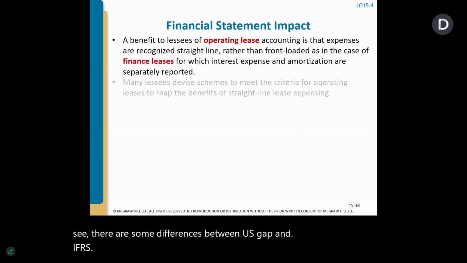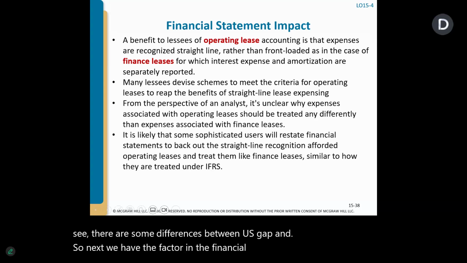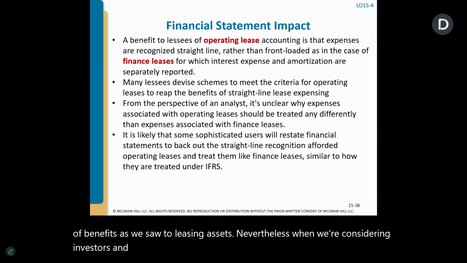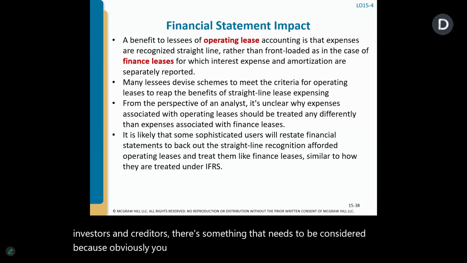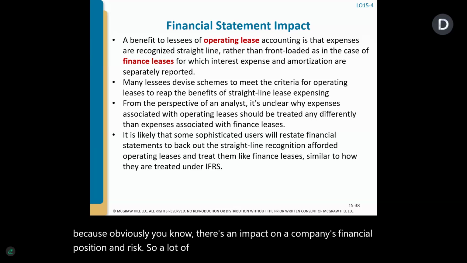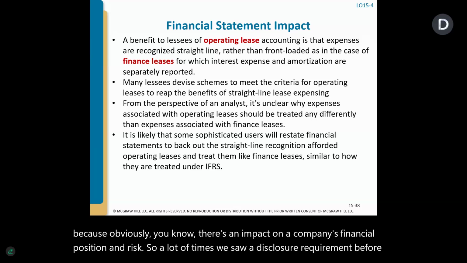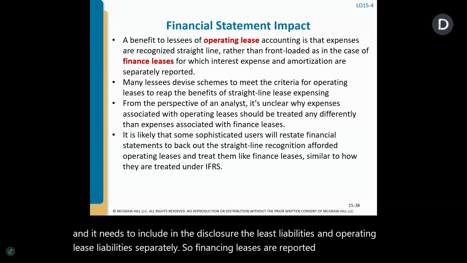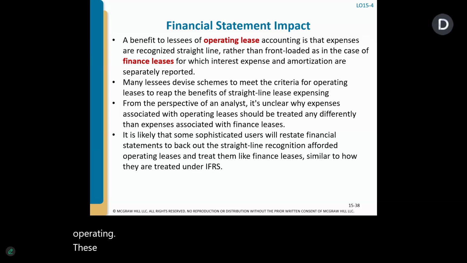So next we have to factor in the financial statement impact. So there's a lot of benefits, as we saw, to leasing assets. Nevertheless, when we're considering investors and creditors, there's something that needs to be considered because obviously, there's an impact on a company's financial position and risk. So a lot of times we saw a disclosure requirement before, and it needs to include in the disclosure the finance lease liabilities and operating lease liabilities separately. So financing leases are reported separately, and operating lease liabilities are reported separately.